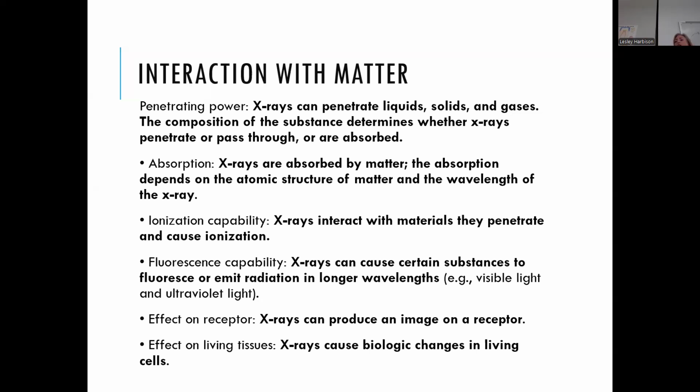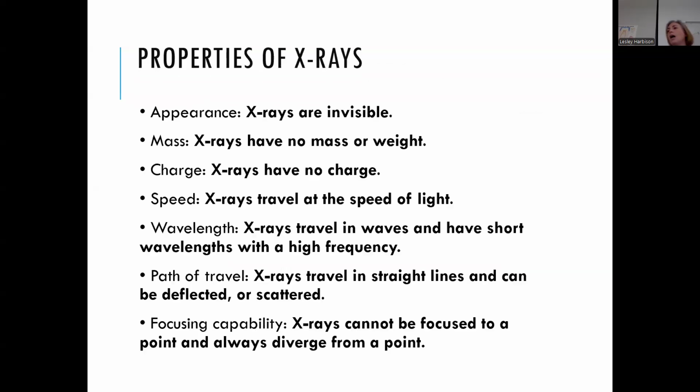Effect on receptors. X-rays can produce an image on a receptor. All of those photons, the ones that hit the sensor in different varying amounts, react with that sensor and create different amounts of pixels. We talk about that in another unit too, but that's how the image ends up on your computer eventually. Effect on living tissue. X-rays cause biological damage in living cells. So that is a true statement. There is some level of biological damage.